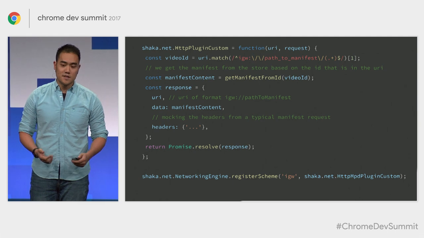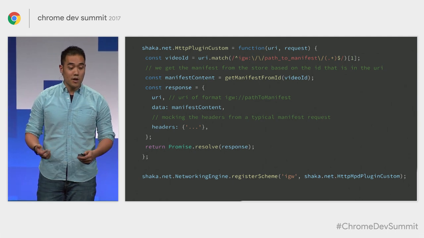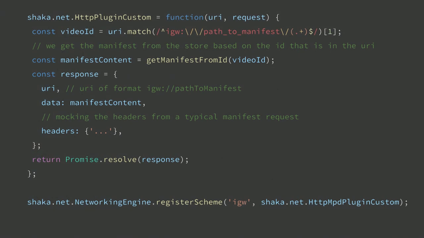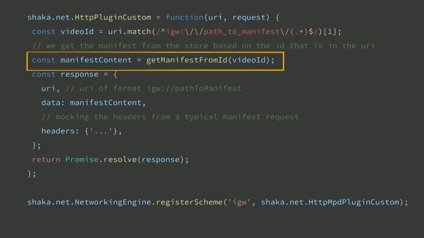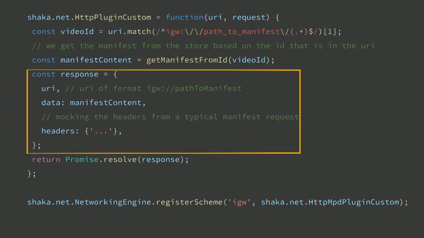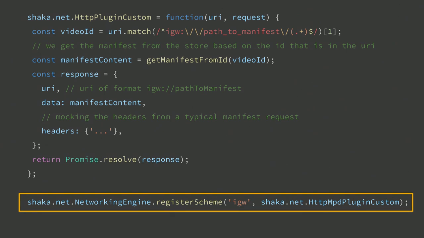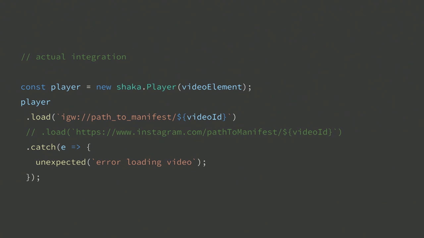Fortunately, Shaka has a plugin system available. We create a custom networking plugin in this case. So we came up with a scheme, here it's IGW, where the video ID is in the path. We then get the manifest content from an existing store using the video ID. We then create a response with the manifest content and return it through a promise. Finally, we register our custom scheme through the networking engine. Going back to the integration, we simply load the player with the URI with the custom scheme that we created earlier, and we're done.